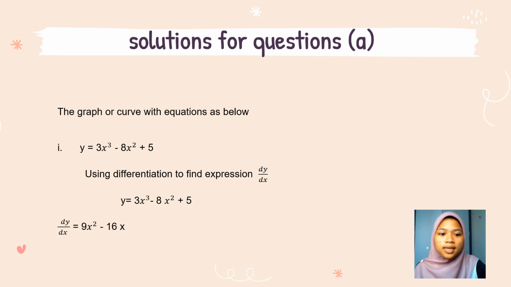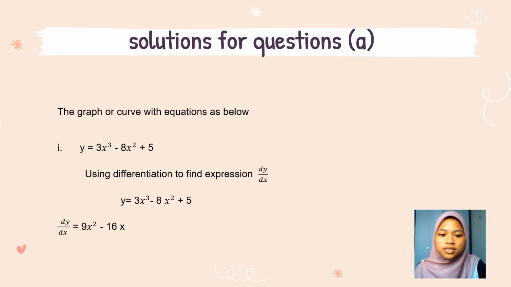01DKM22F1037. A. The graph of the curve has equation y equals 3x^3 minus 8x^2 plus 5. Use differentiation to find an expression for dy/dx. y equals 3x^3 minus 8x^2 plus 5, dy/dx equals 9x^2 minus 16x.